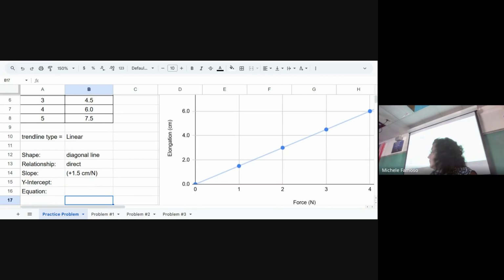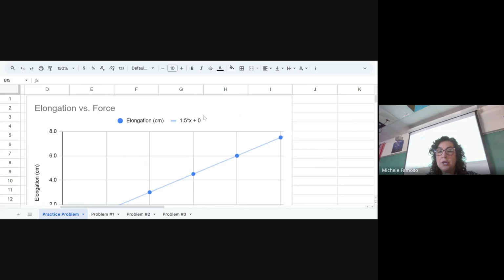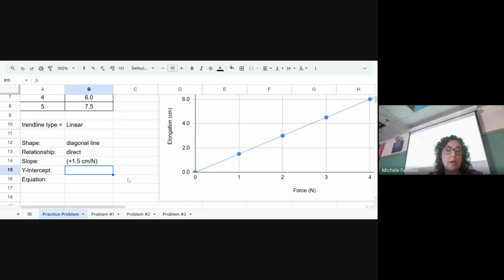Y'all have that with me? Okay, now we're going to look at the equation that the Google Sheet gave us to determine what the y-intercept is. And remember, the y-intercept is after the plus sign. Did you get a value of 0 as well? Okay, but it's 0 what? 0 cm. It is a y coordinate. So we're going to add the units after that 0 when we type our y-intercept in cell B15. So we're going to put 0 cm there for our y-intercept.